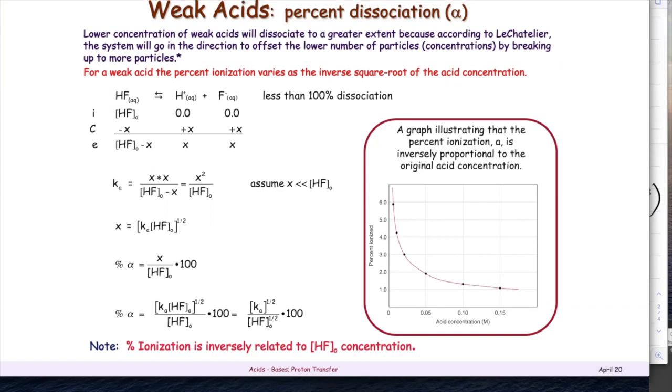If you got more particles in solution at a higher concentration, then the chemical is not going to dissociate any further because there are already a lot of particles in solution. Whereas if you have very few particles in solution because it doesn't dissociate that much, or the concentration isn't very high, then more of it will dissociate. That's why you see this inverse relationship.